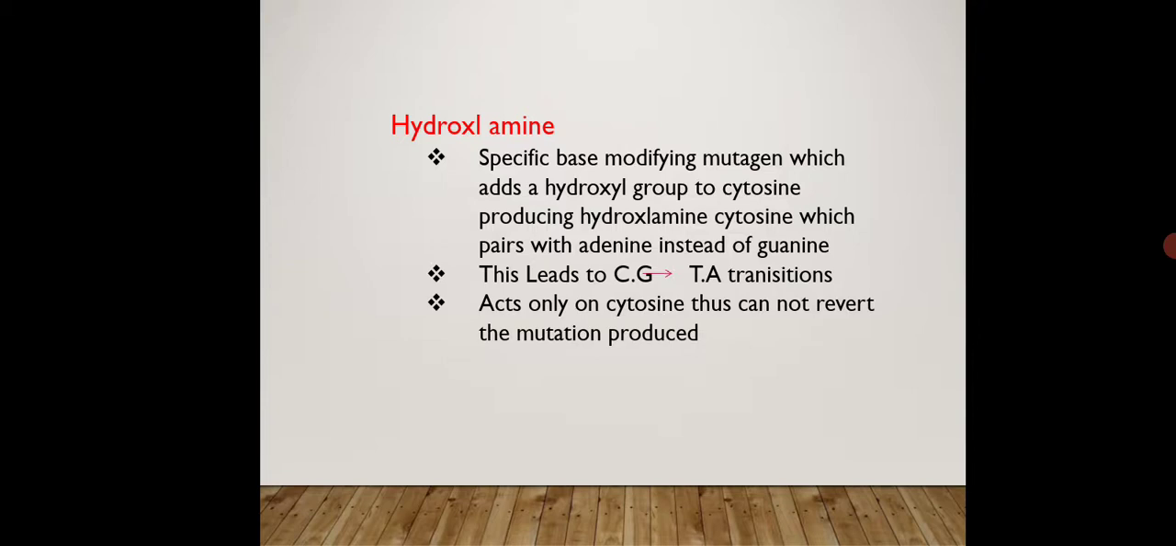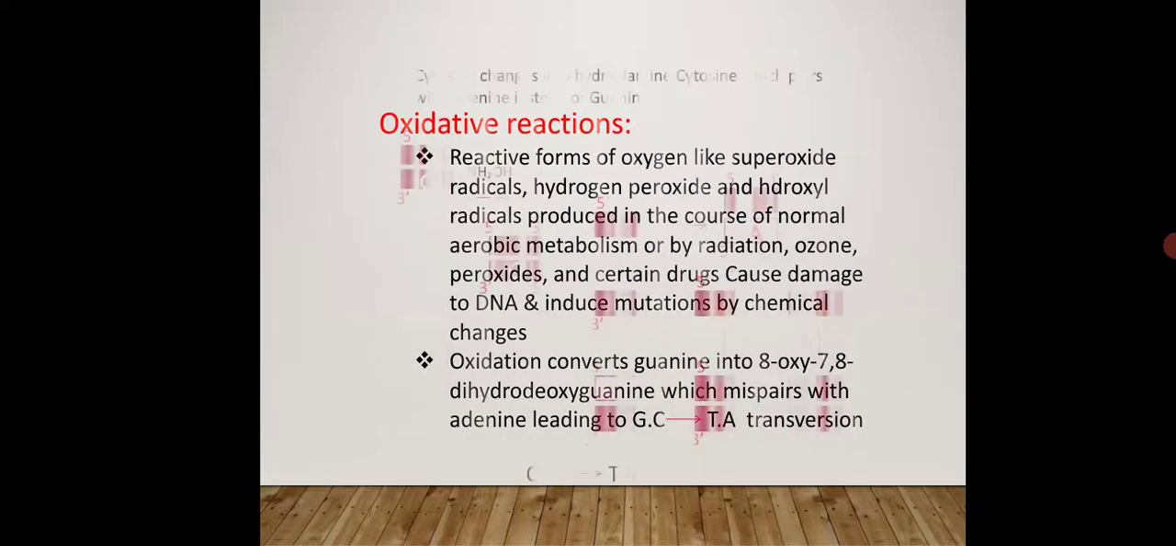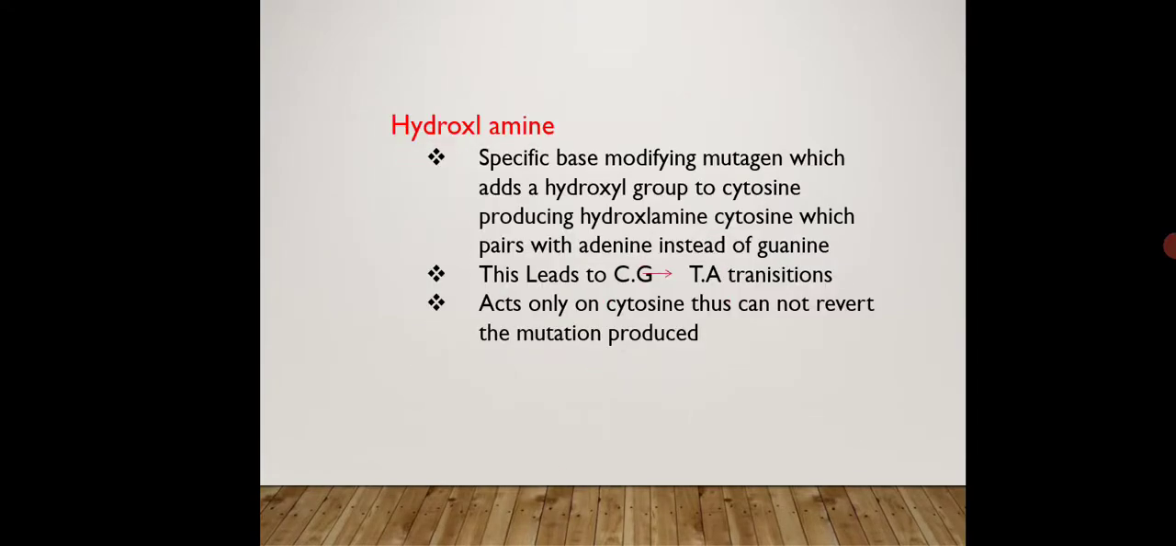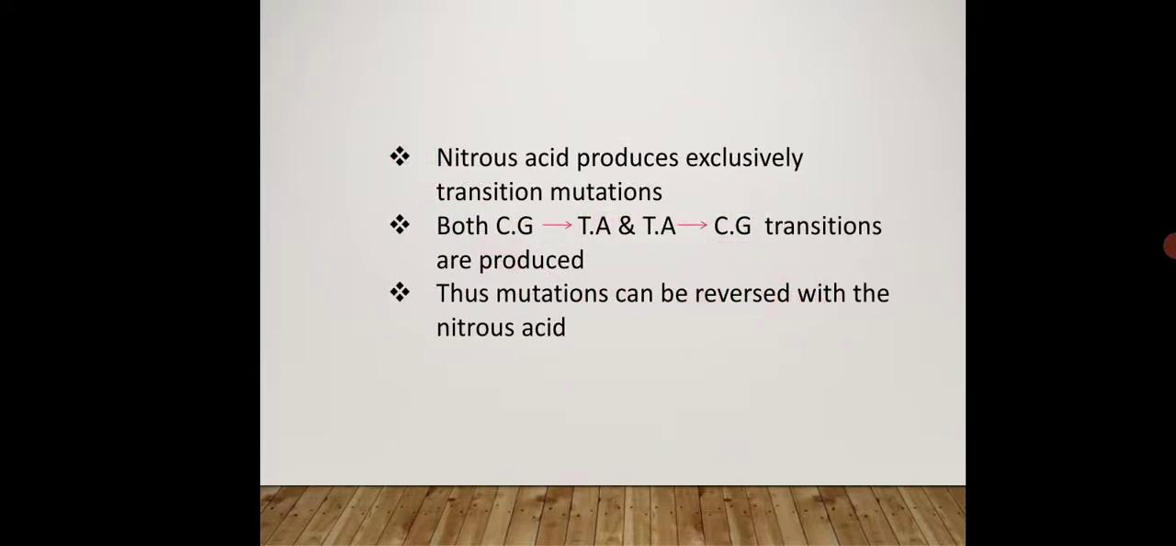Next is hydroxylamine. We have shown the nitrous oxide. Next is hydroxylamine. Even this leads to the CG and TA transition, okay. So CG and TA transition. Sorry, I said that this mutation cannot be reversed back, but this mutation can be reversed back. It can be reversed back by using the same chemical, that is nitrous acid.